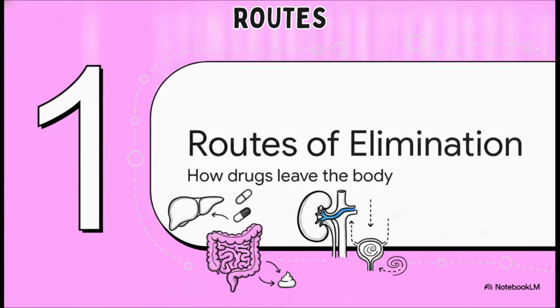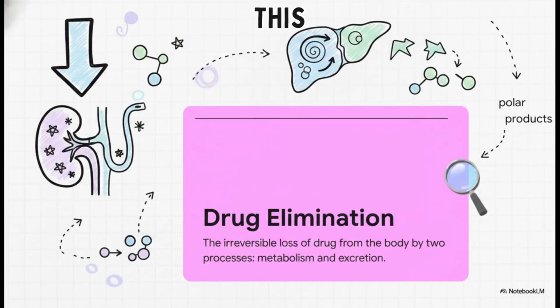Section 1. Routes of drug elimination. We start at the absolute foundation. Okay, pay attention because this is a classic trap. Elimination is not just excretion. Think of elimination as the big umbrella. It's the irreversible loss of a drug from the body, and it's actually a two-part tag team.